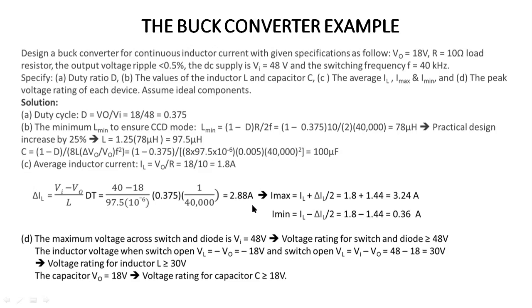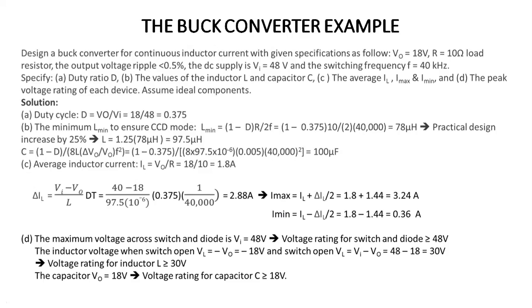Now, when we get the value for delta IL, we will get the value for inductor current, IL. At that time, you will get the value for the max current and the minimum current, because we have the formula: max current will be the inductor current plus the change in inductor current with respect to 2. It means the half of that current.